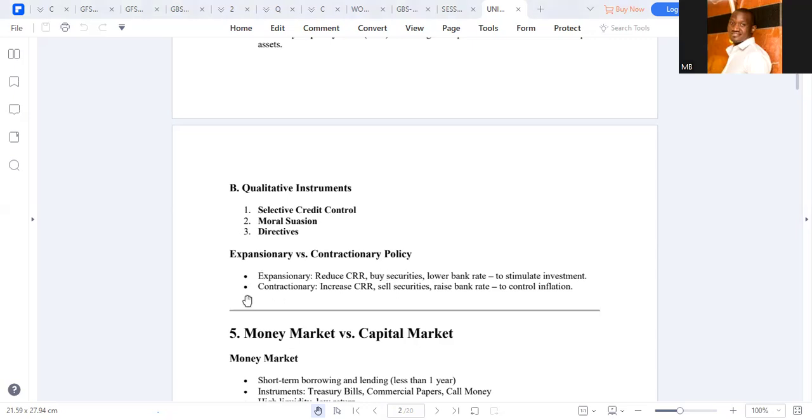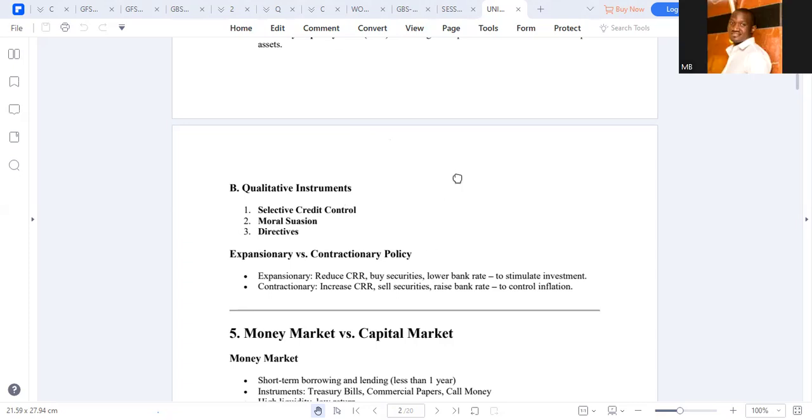So this OMO system, sorry. Yes, there's a question. On the qualitative instruments, I would appreciate if you could just go a little bit deeper because I'm even shocked. It's the first time I'm seeing them, so I don't really understand them.